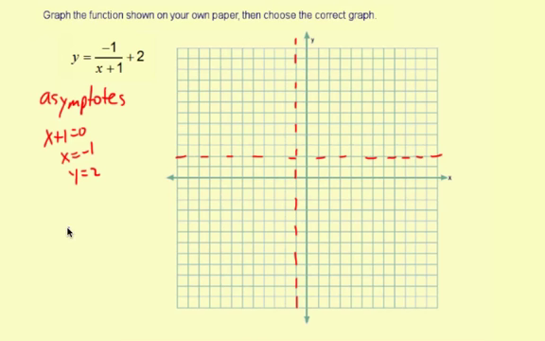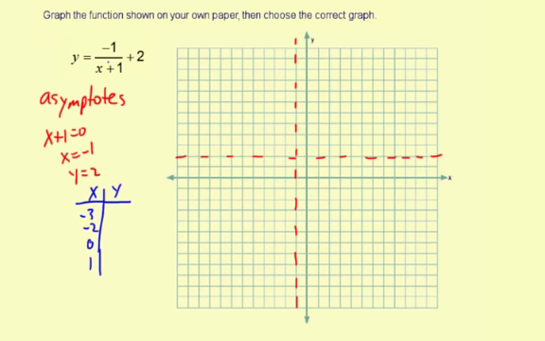So the asymptotes are done. Now what we need to do is plot a couple of points and figure out where this graph's going to go. And we want a couple points on each side of the vertical asymptote. So I'm going to do a little t-chart here. And I'm going to choose negative 3 for x, negative 2, and then I'm going to choose 0 and then 1. So I have two values on each side of the vertical asymptote.